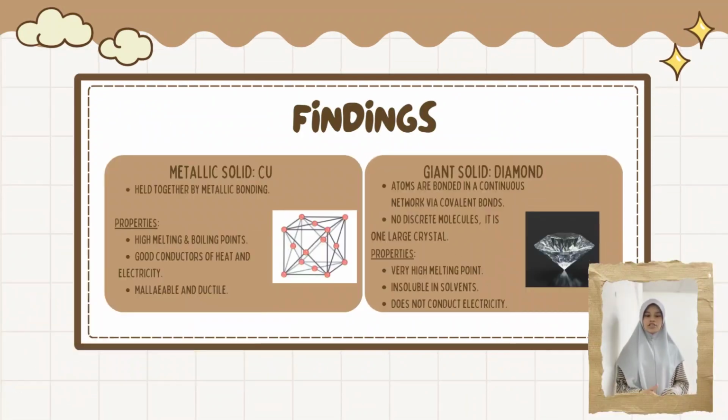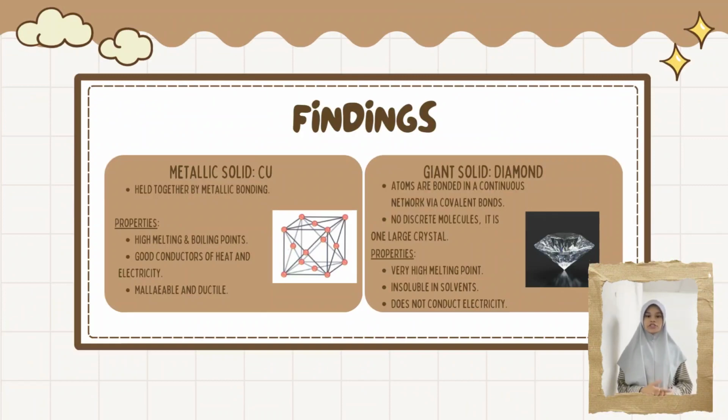Secondly, the metallic crystalline solid, in which we take copper as our example. The copper atoms are held together by metallic bonding, with positive ions surrounding the free-moving electrons. The properties include high melting and boiling points, and also being a good conductor of heat and electricity, and it is also malleable and ductile.